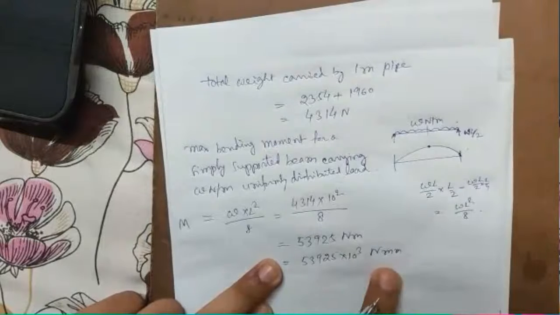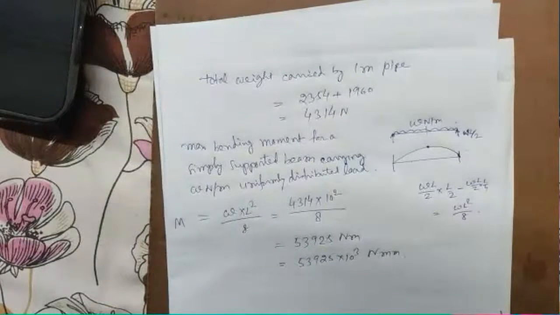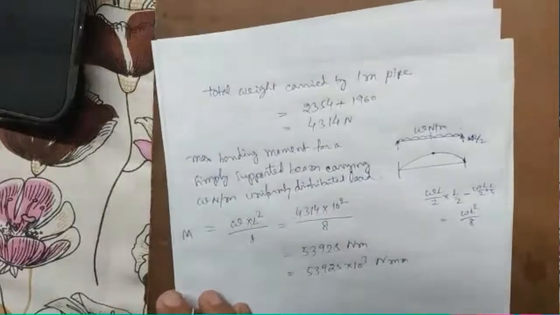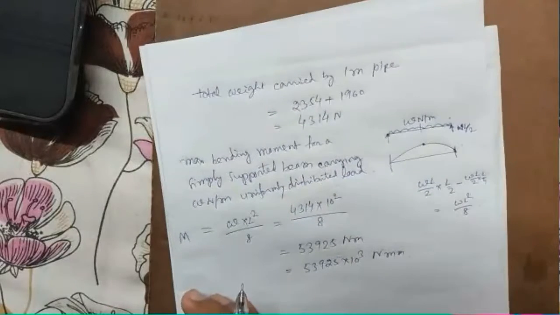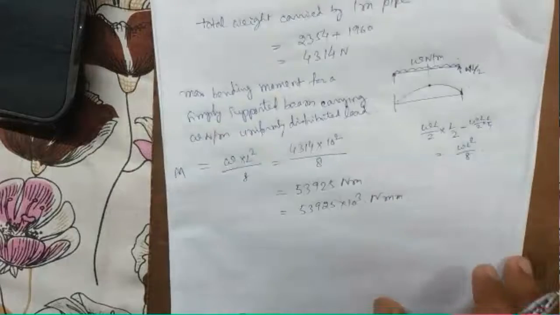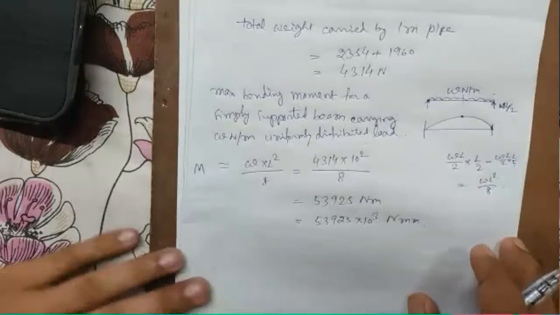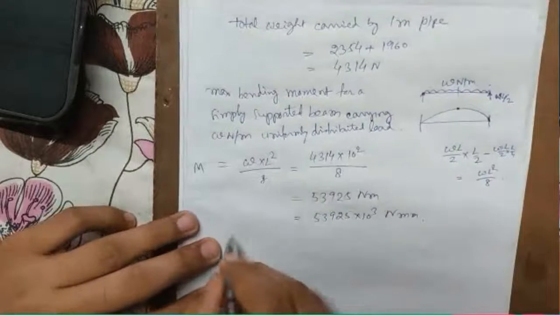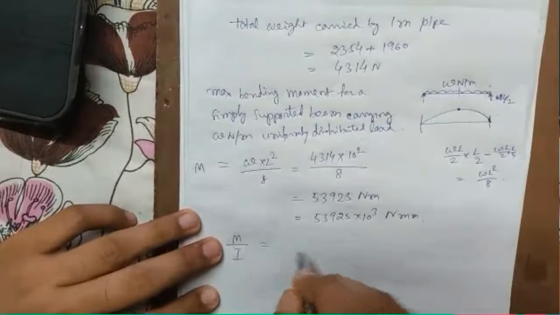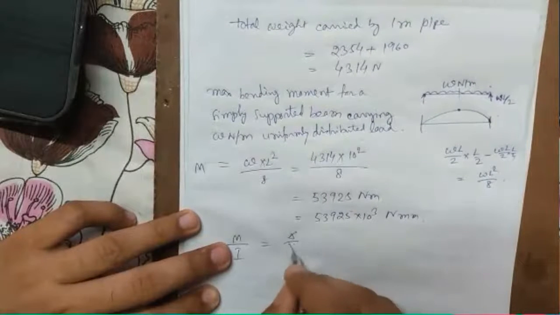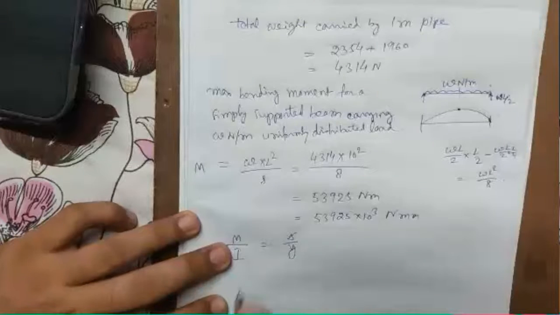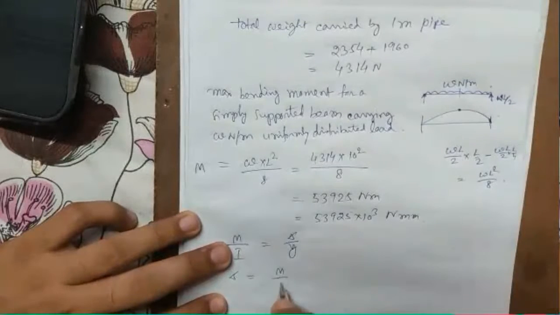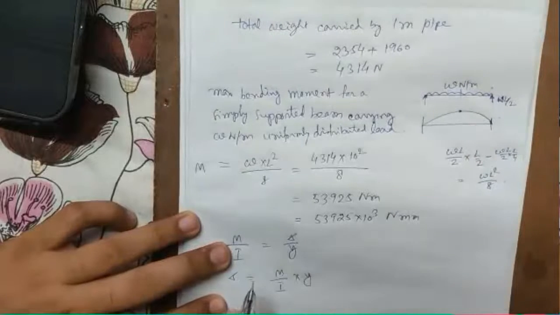Why have we changed it into millimeter? Because our dimensions, and we have found the moment of inertia, in terms of millimeter to the power 4. So now we know the bending equation, M by I is equal to sigma by y. We have proved it. Now from here we can find that sigma will be equal to M by I into y.